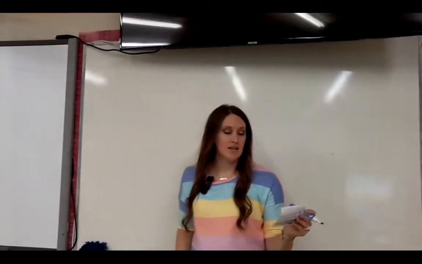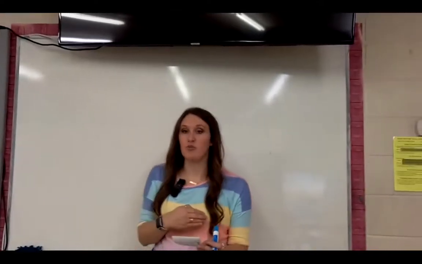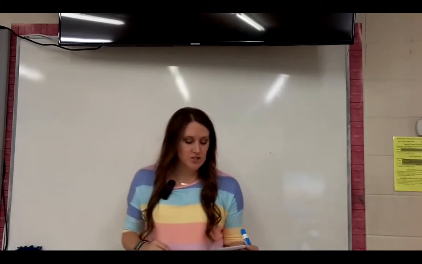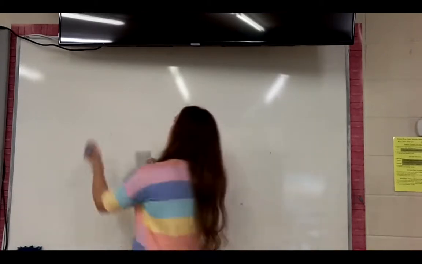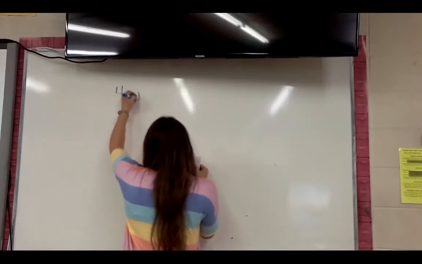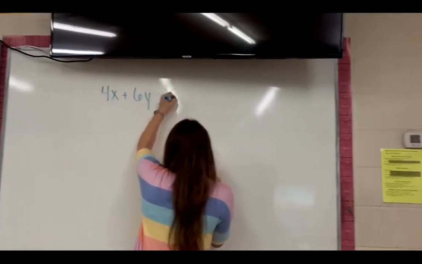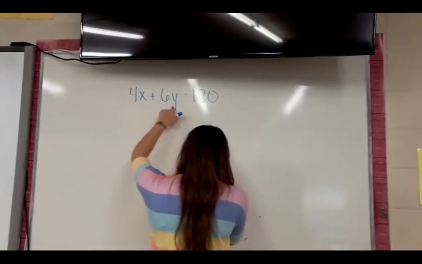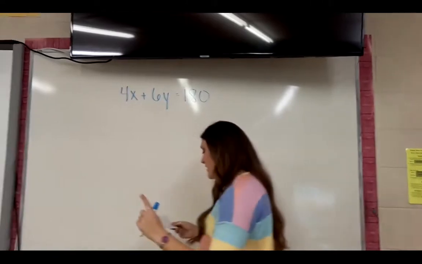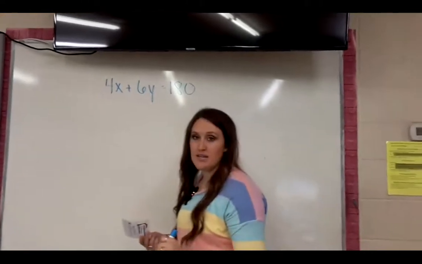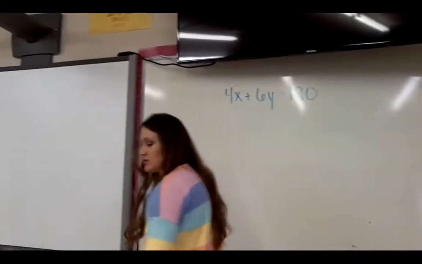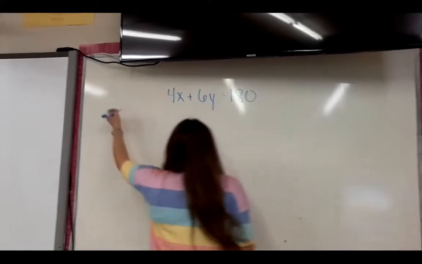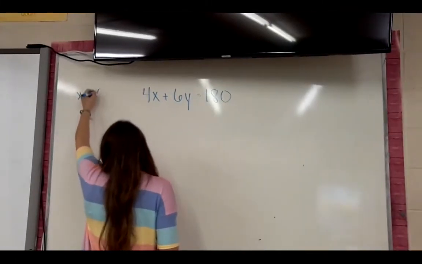Number 5 said you decide to rent tables from a different company. So we're talking about a different company from the example we just did together. The situation can be modeled by the equation 4x plus 6y equals 180. This is our equation, where x is the number of small tables, y is the number of large tables. We're going to graph the equation and interpret the intercepts. So the first thing let's do is find our intercepts, our x-intercept and y-intercept, so we can graph it.